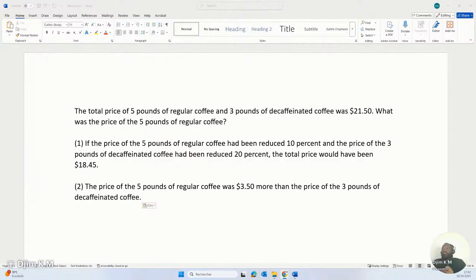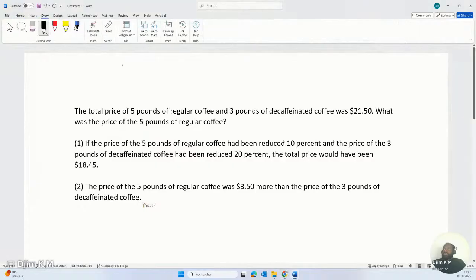So the total price of £5 of regular coffee and £3 of decaffeinated coffee was $21.50. What was the price of the £5 of regular coffee? So per the prompt, it says total price.